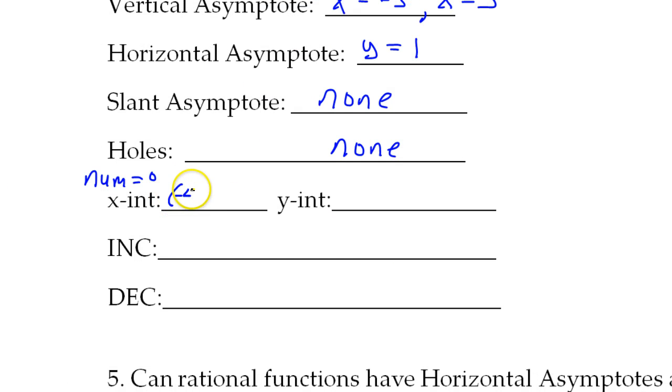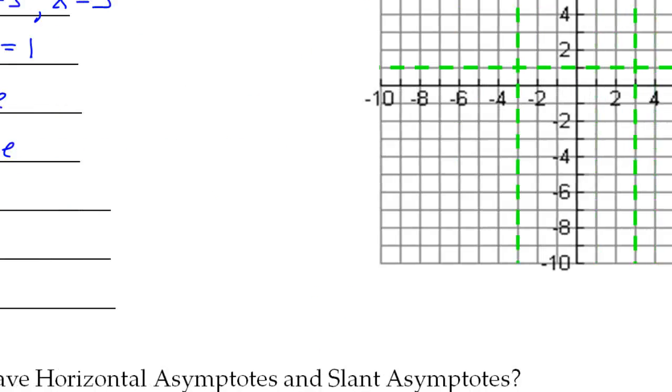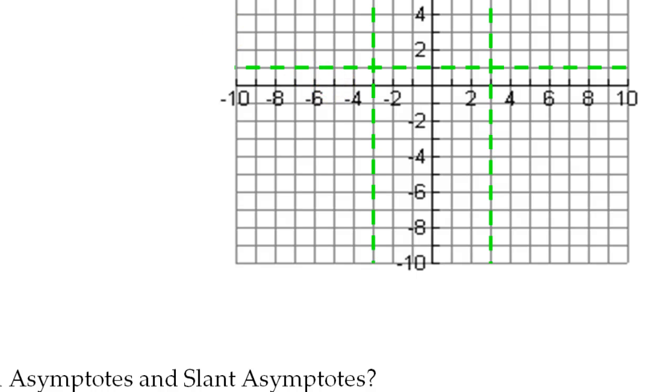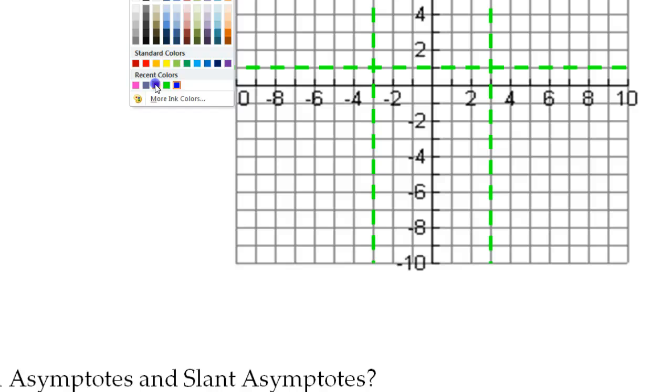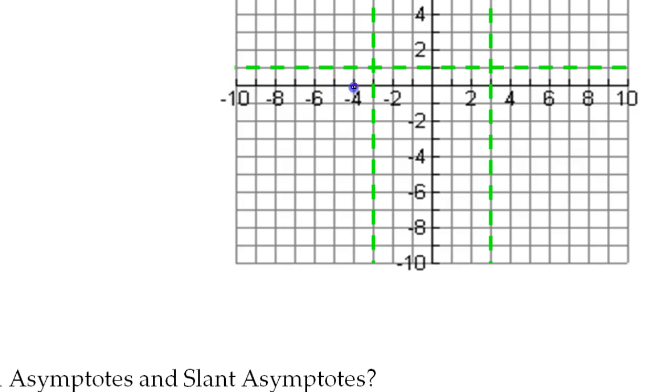Okay, so these are x-intercepts. When I say negative 4, it's negative 4 comma 0, and positive 5 is positive 5 comma 0. Alright, might as well graph those x-intercepts. Make it purple. There's an x-intercept right there at negative 4, and there's one over here at positive 5. Okay, x-intercepts.